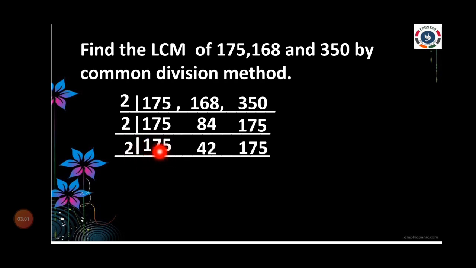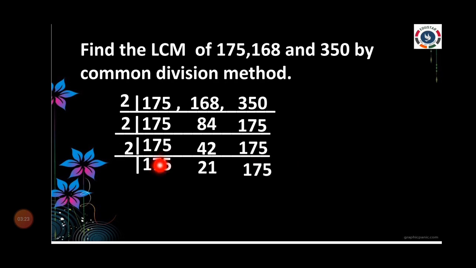This is not possible to divide the value by 2. So I'll bring the number down, 175. And how many times are there 2s in 42? 21 times. Going to write 21. And the next, 175, that is a number not possible to divide by 2. So bring the same number down, 175.